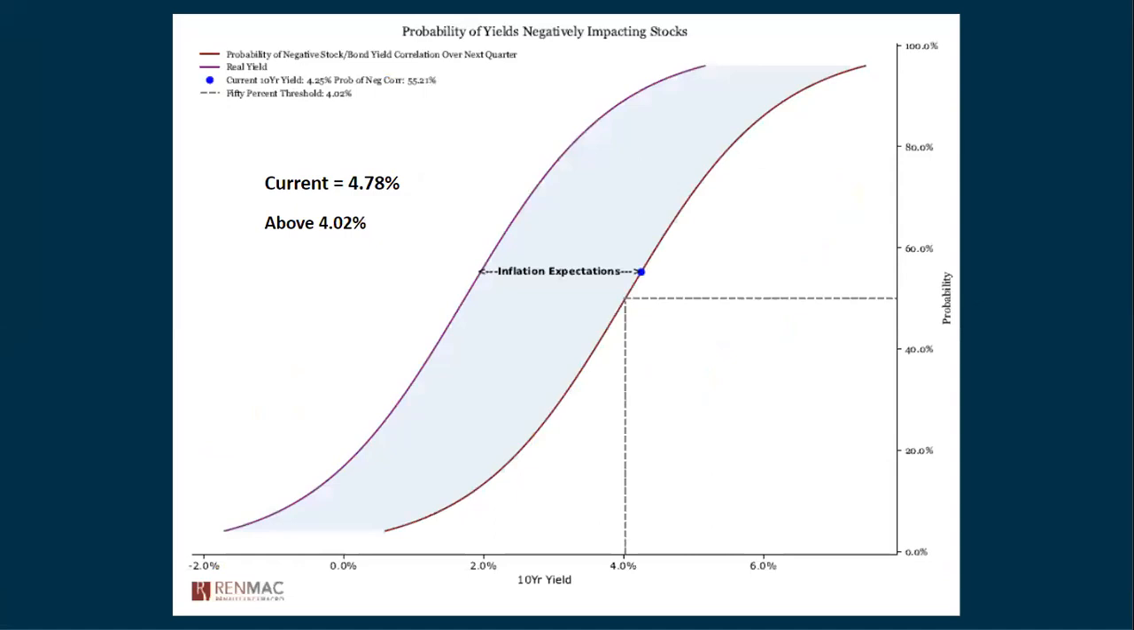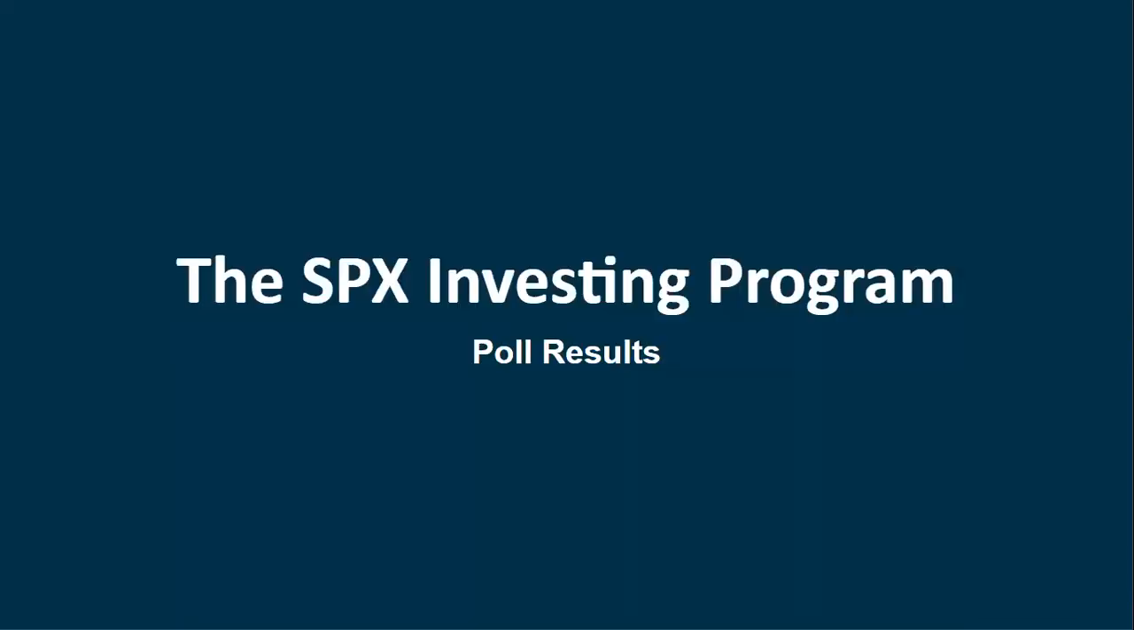We're also watching this. This is some research put out by RenMac, and I found this chart on Twitter. They did some studying, and they have come to the conclusion that when the 10-year yield is above 4.02%, that's when it starts to pressure stocks. Well, we closed on Friday at 4.78%, so we're well above that, almost 0.75% above that, and so that's also putting some pressure on stocks.